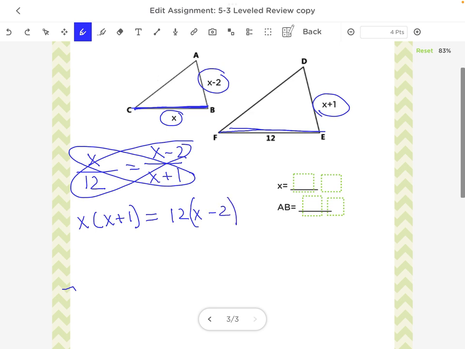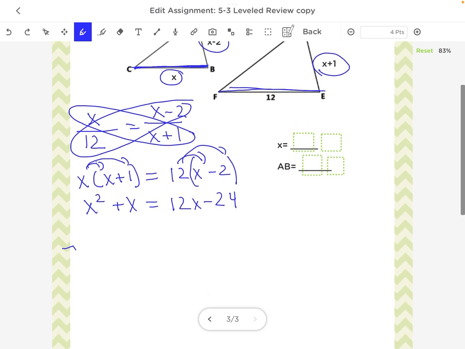Anytime we see those parentheses, step 1 is to distribute. So we have x squared plus x equals, here I have 12x minus 24. And if you remember, we always want to set to 0. So we're going to leave the stuff that's x squared. So this side I'm going to leave. I have to move everything on this side. So I'm going to subtract the 12x, add the 24. Remember, we do the opposite to move it to the other side.